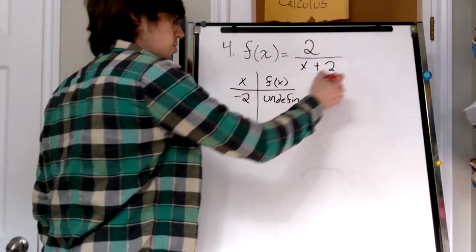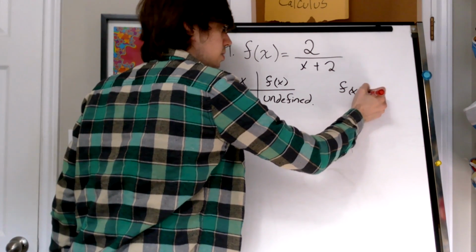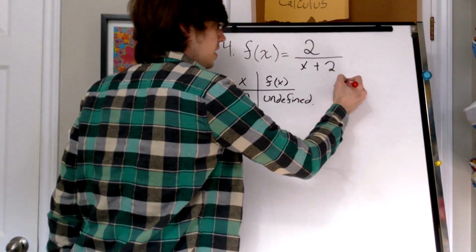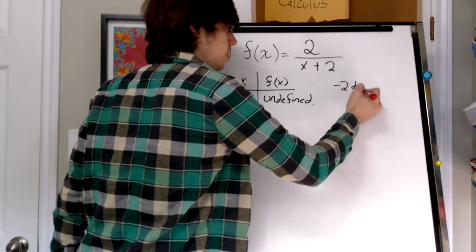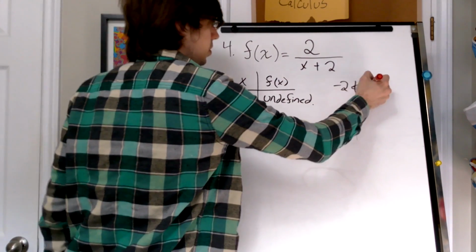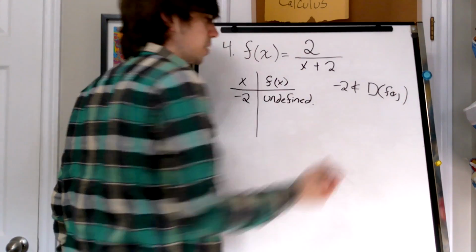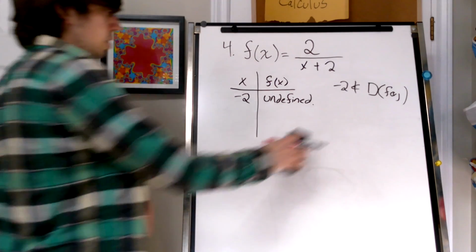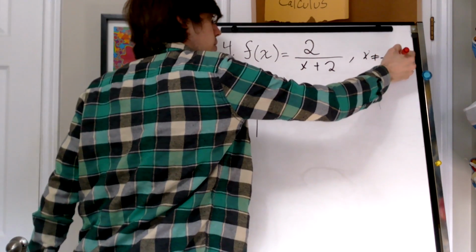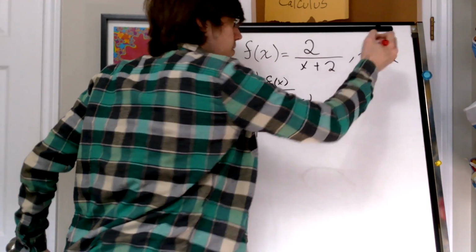So, let's say, straight up, that -2 cannot belong to the domain of f of x. I'll just put it in brackets. Simple way of saying that, x cannot equal -2. Well, let's make that look nicer. x cannot equal -2.